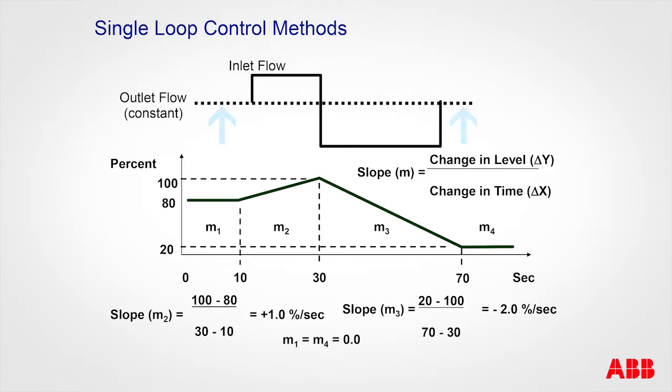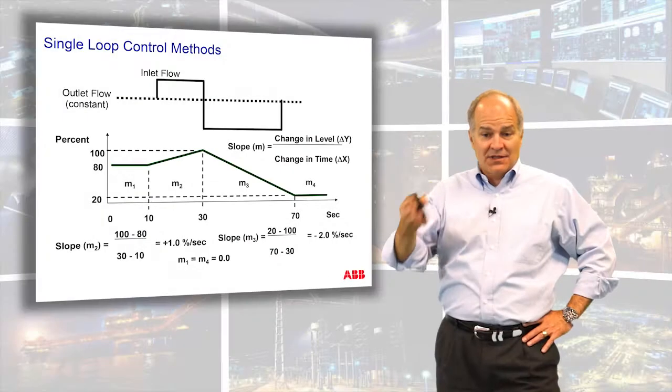So here what we can see is the outlet flow is constant, and we ran the inlet flow so it was higher for a period of time. So it went from 80 to 100%, and it took from 10 to 30 seconds to do it. Then we took the outlet flow and took it back down. You can see the tank emptying, and we let it do it for a little longer time from 30 to 70, and it ended up at 20%.